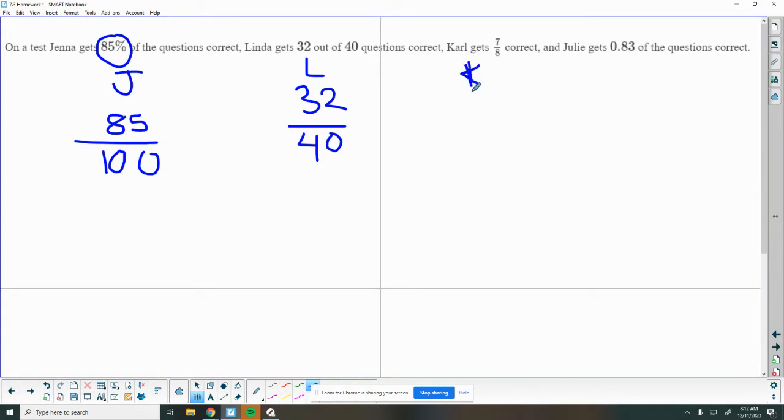Carl got 7 out of 8. And Julie got 0.83. I know this is in the hundredths place, so 83 hundredths. The easiest thing for us to do would be to turn these all into percents. This problem is going to ask us to put them from the lowest person to the highest. So I know I have 85 out of 100. That is 85% for Jenna.